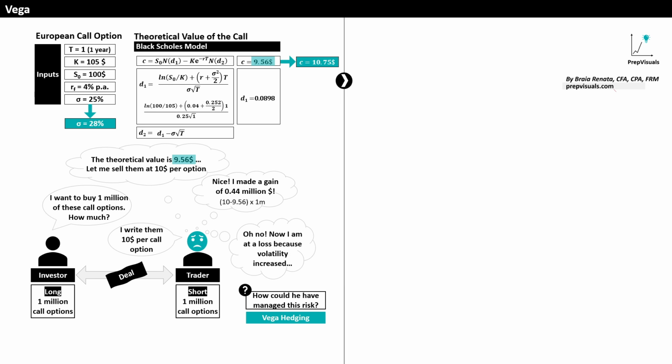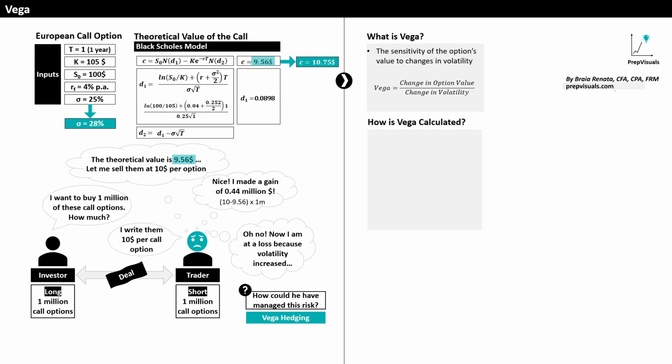And speaking of definition, Vega is the sensitivity of the option's value to changes in volatility. And this is how Vega is defined in a formula. Now, in terms of how Vega is calculated, this is quite technical, and I don't think that you would be tested on this on the exam, so please don't worry too much about it, and let me walk you through it from a big picture perspective.